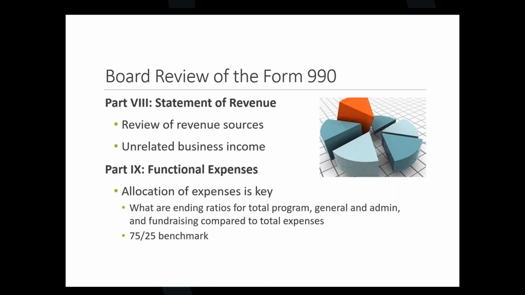Next, for functional expenses, the allocation of expenses is key. So you'd want to review what are the ending ratios for total program, general, and admin compared to total expenses. As a general benchmark, you would want at least 75% of your expenses to be program and no more than 25% of total admin and fundraising.